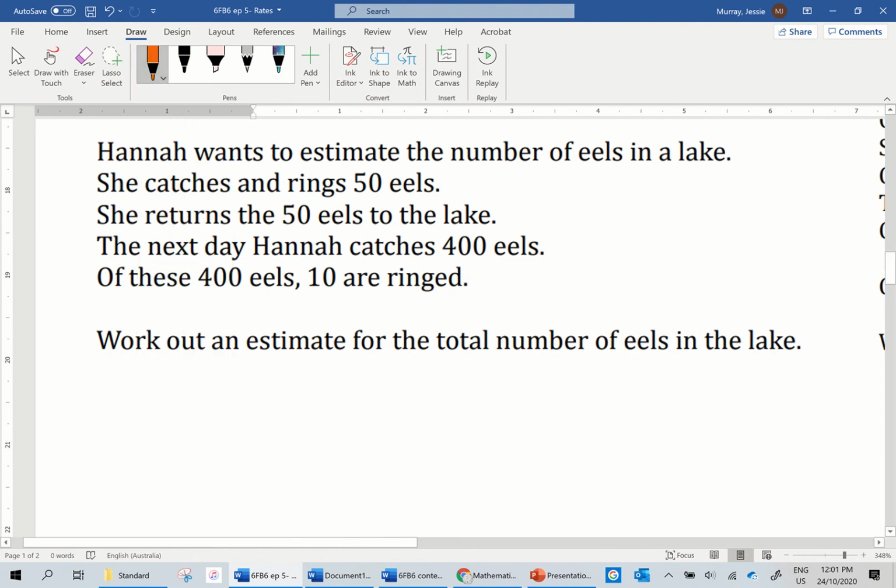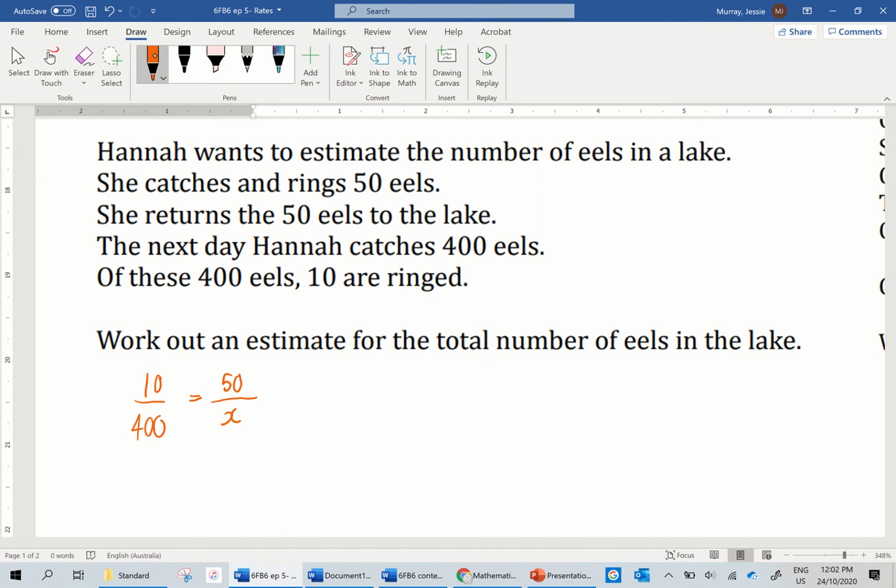Hannah wants to estimate the number of eels in a lake. She catches and rings 50 eels. She returns the 50 eels. The next day she comes back, catches 400 eels and 10 are ringed. So when she comes back, 10 out of the 400 are ringed or tagged, whatever it is. What we need to know is that ratio is going to be the same ratio as what she first tagged. So when she first came, she caught 50 and tagged them out of the entire population, okay?